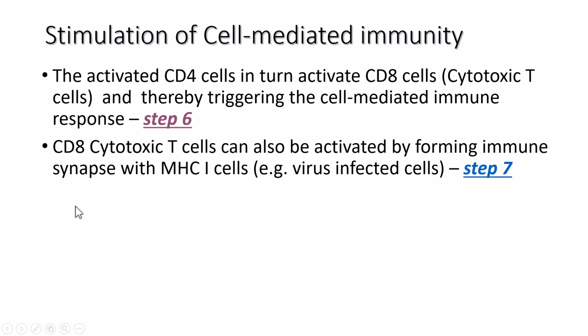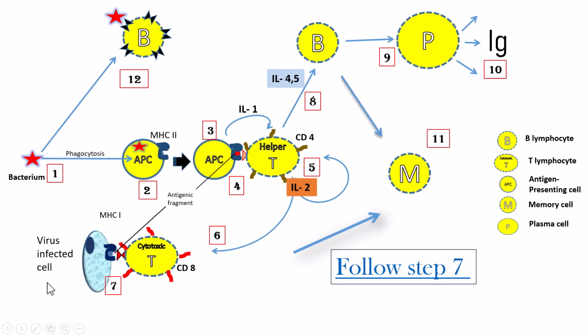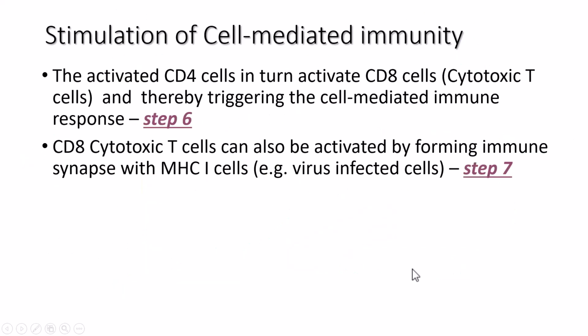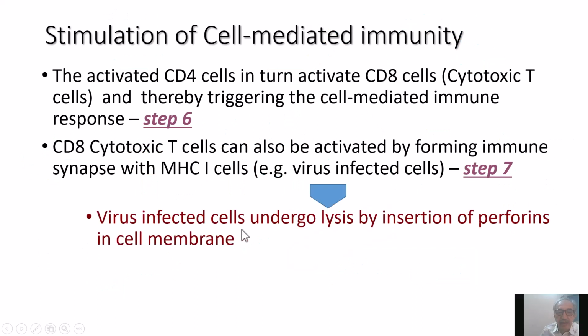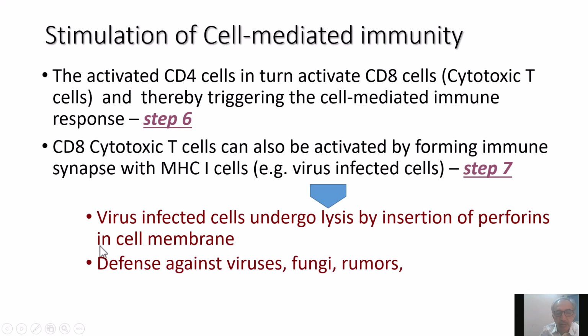Now, CD8 cells can also be activated by forming an immune synapse with MHC class 1 on virus-infected cells. This is step 7. The virus-infected cell will be destroyed. This is also cellular immunity. The virus-infected cell undergoes lysis by insertion of perforins in the cell membrane, and the cell along with the virus undergoes destruction. So cellular immunity is mainly a defense against viruses, fungi, tumors, and is also involved in graft rejection.